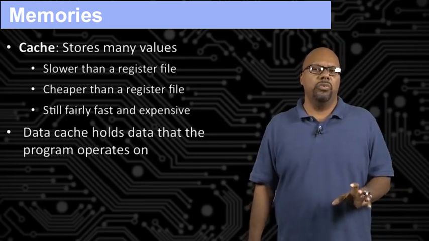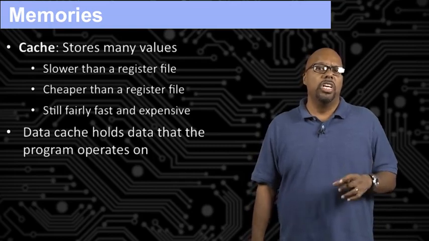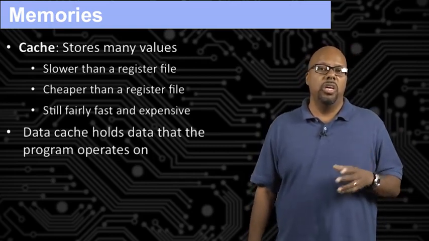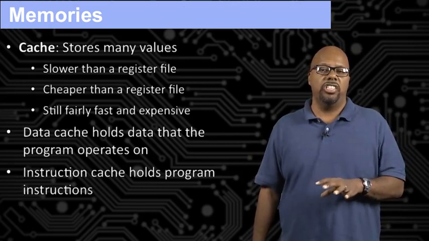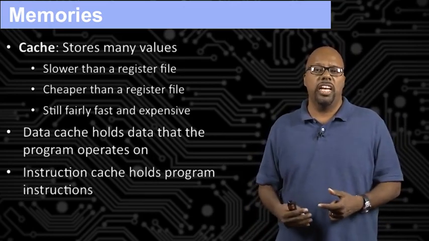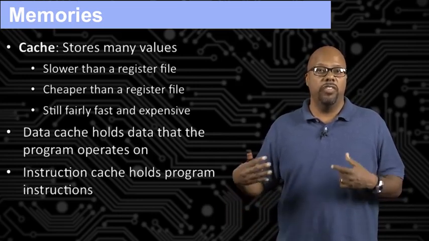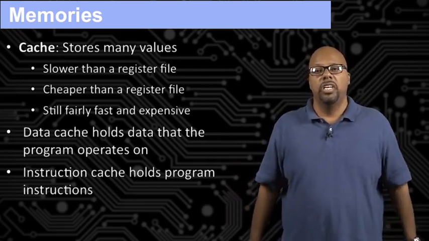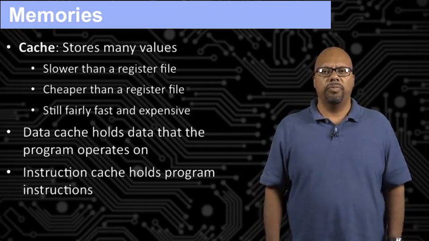Commonly in the microcontrollers that we're using, they're what's called a Harvard architecture. So you'll have at least two different caches, a data cache and an instruction cache. The data cache holds the data that the program is operating on, and the instruction cache holds the actual instructions of the code that's being executed. So it's common to separate those two.